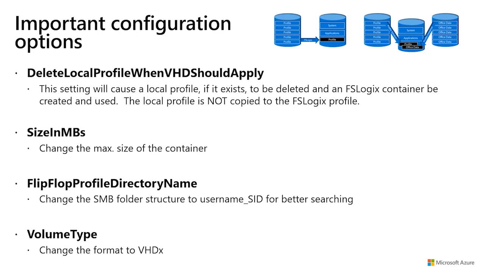FlipFlopProfileDirectoryName is the setting that you can use to flip the name of the profile container folder. Normally that folder is created with SID and username, and with this key you flip that to username and then SID, which makes it easier to search for the username in that folder if you do troubleshooting, as an example. And the last setting which we see happening quite often is the VolumeType setting, which can change the format to VHDX. There's no real performance benefit of going from VHD to VHDX, but VHDX has some more capabilities with, for example, PowerShell. These are the 4 settings that we see at a lot of enterprise deployments that are becoming mandatory and kind of best practices for a lot of businesses.